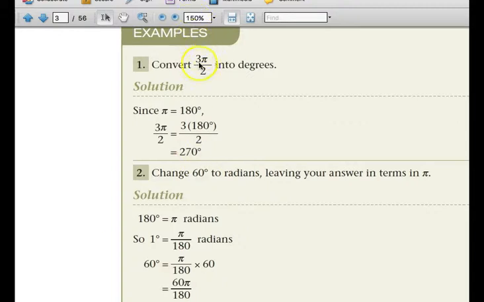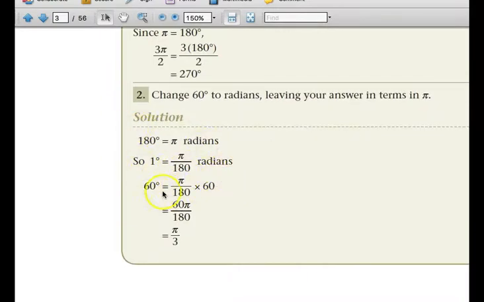The other thing you can do, if you know that pi on 2 is 90, you know that that's 3 lots of 90, which is 270. Or if you know that pi is 180, you're really just replacing the pi with 180. So that is another way to do it. It's 3 lots of 180 on 2. Do you get that?